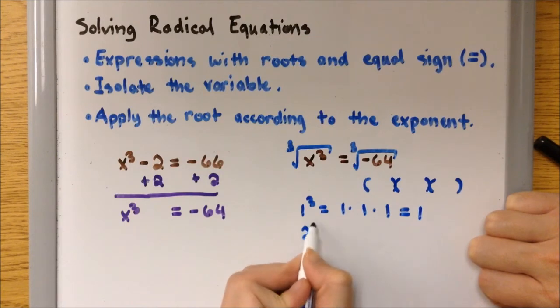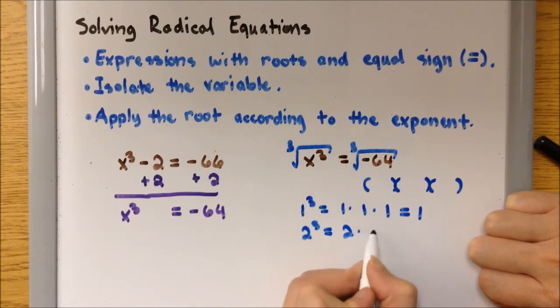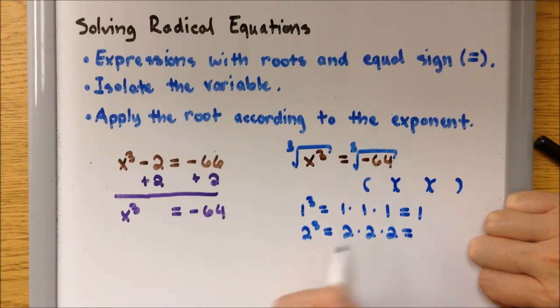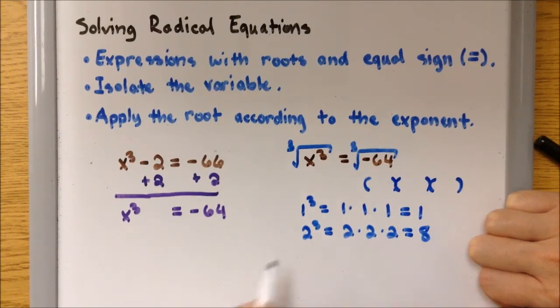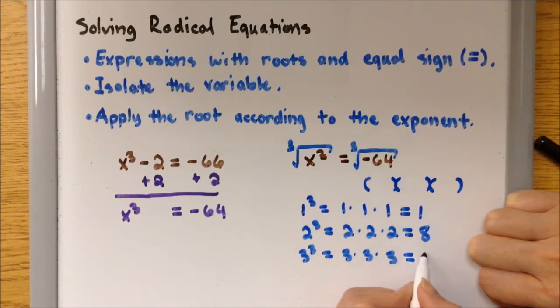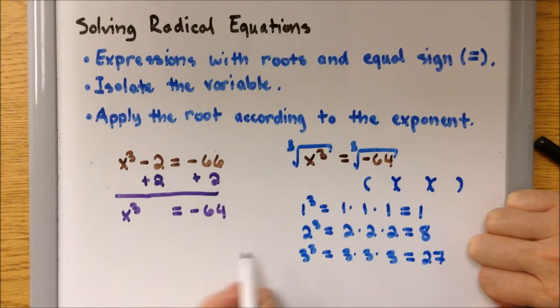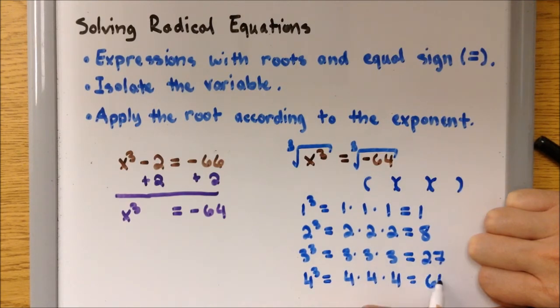If you try 2 to the third power, simply is 2 times 2 times 2, and that's going to be 8. Now if you were to do 3 to the third power, so 3 times 3 times 3, multiplying all of them together, 3 times 3 is 9, then times 3 again is 27, still not 64. So let's try 4 to the third power. So 4 times 4 times 4. So 4 times 4 is 16, then 16 times 4 again, that would be 64.